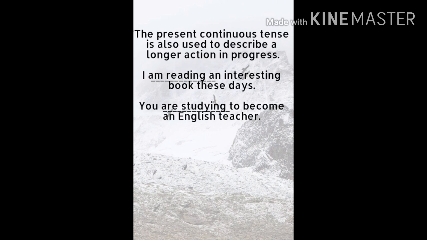I am reading an interesting book these days. In this sentence, the subject is I, so the be verb is am. Then you add ing after the verb. Next example, you are studying to become an English teacher. Here, the subject is you. Therefore, the be verb is are.